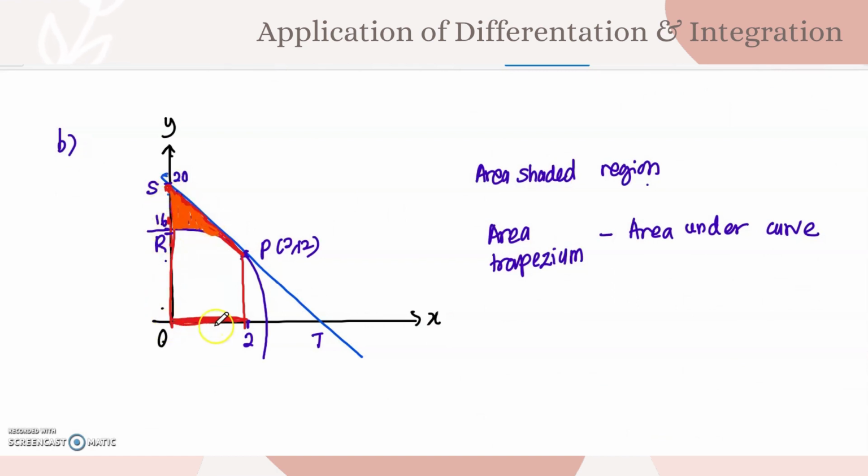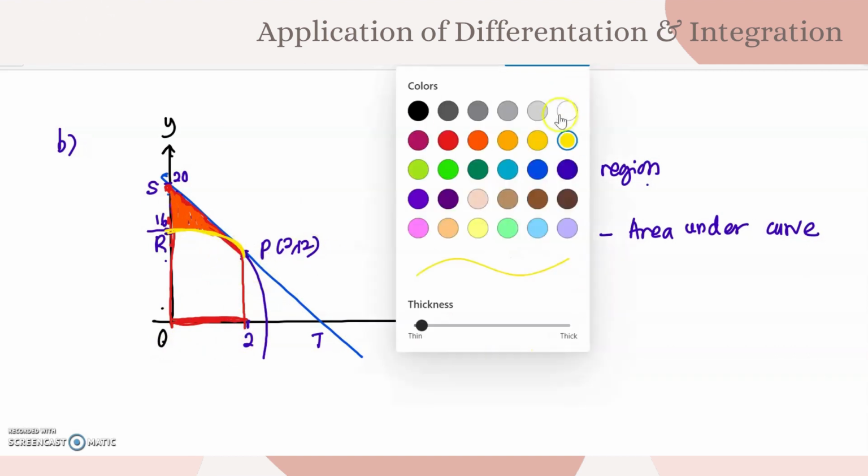I illustrate how to find the shaded part by calculating the area of the trapezium first. This is the area of the trapezium, and then we subtract the area under the curve. The area under the curve is located at this part. This is the curve, and the limit is from 0 until 2. Once we calculate this, we will get the area of the shaded region.